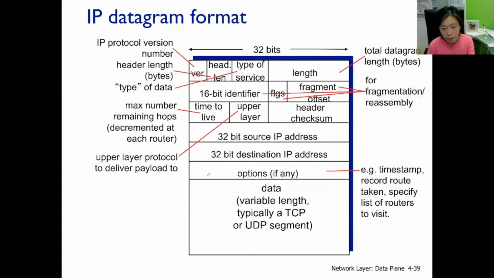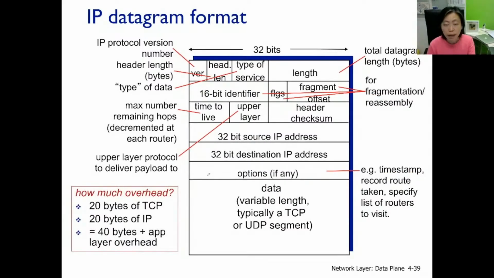Now, if you sum the header size together, each row is 32 bits, so 4 bytes each row, and how many rows do we have? 1, 2, 3, 4, 5 minimum. So that's at least 20 bytes. The IP packet header itself is 20 bytes. We didn't count the TCP packet header explicitly, but it's also 20 bytes. So that's at least 40 bytes of header in a packet.